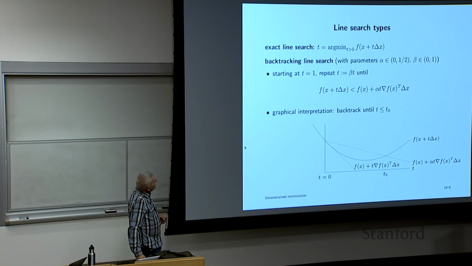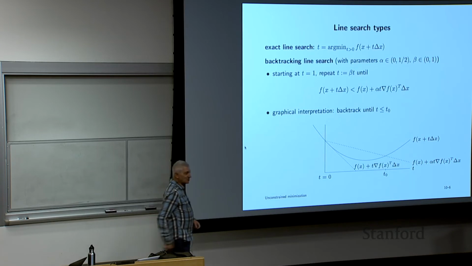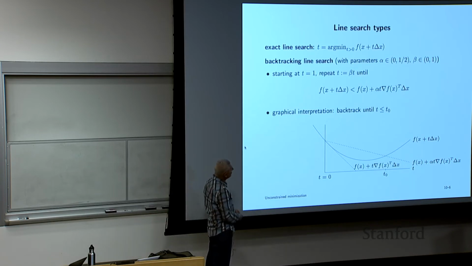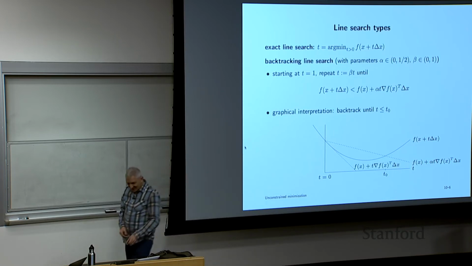Another one, which sounds much cruder, is called a backtracking line search. And this has many, many names, depending on where you came from. It's called an Armijo line search. There's the Armijo condition, and there are lots of different names for this. So this has been rediscovered, I don't know, a couple hundred times. Here's the way it works. It's called backtracking, and it goes like this.